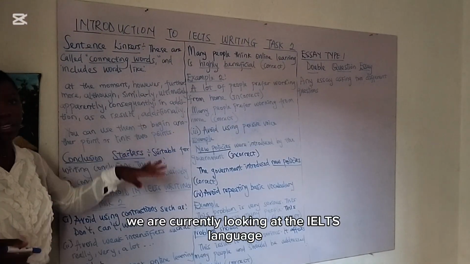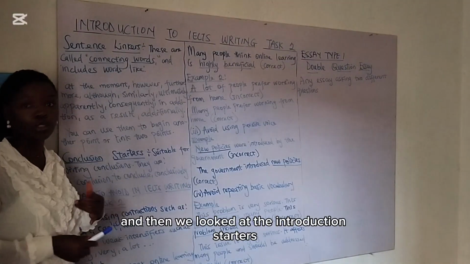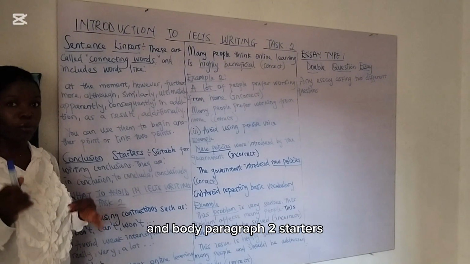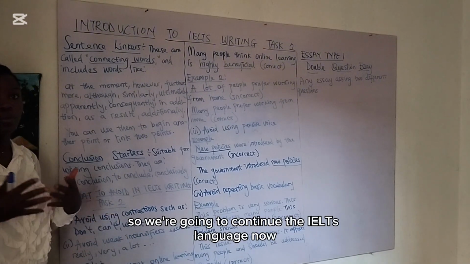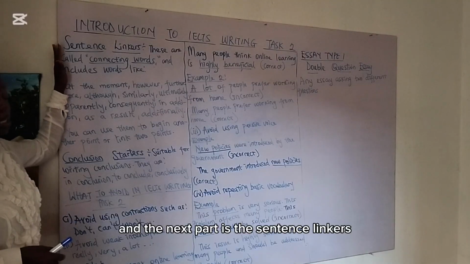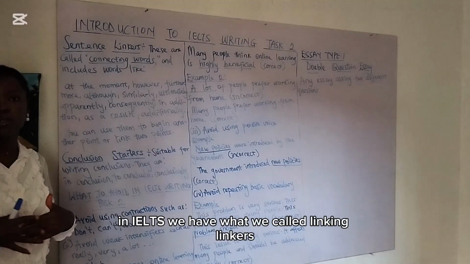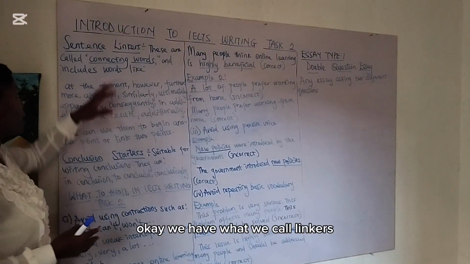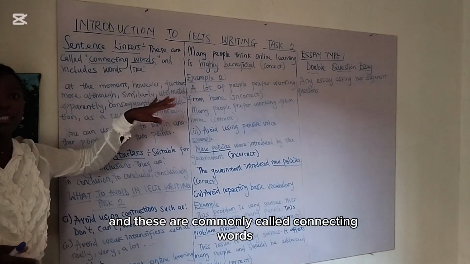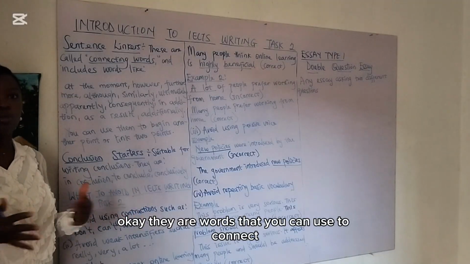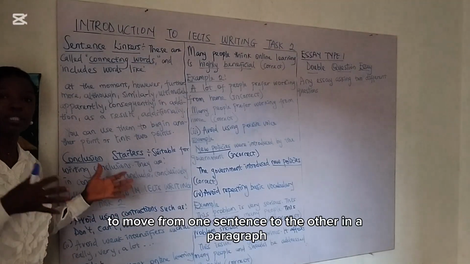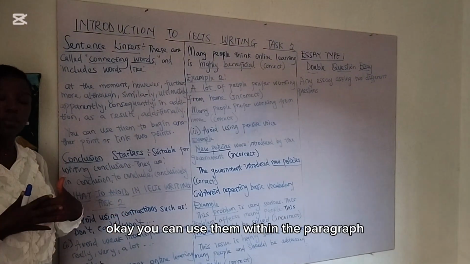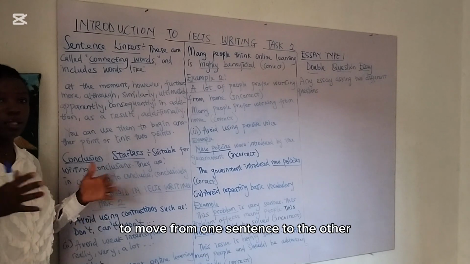We are currently looking at the IELTS language, and we looked at the introduction starters, we looked at collocations, and we have also looked at body paragraph 1 and body paragraph 2 starters. So we're going to continue the IELTS language now, and the next part is the sentence linkers. In IELTS, we have what we call linkers, and these are commonly called connecting words. They are words that you can use to move from one sentence to the other in a paragraph. You can use them within the paragraph to move from one sentence to the other.